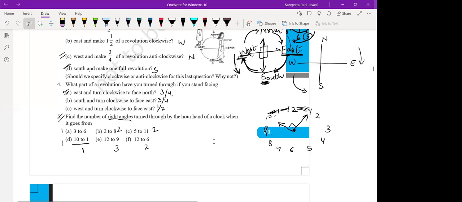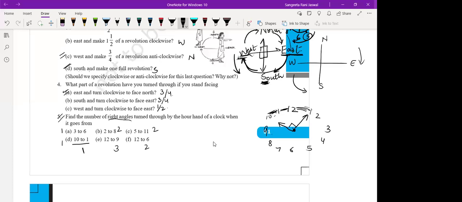Okay. Now find the number of right angles turned through by the hour hand of a clock when it goes from 3 to 6. Ma'am, 1 right angle. How many right angles? You have to find. So that's 1. This is 3. From 3 to 6, it is 1 right angle.